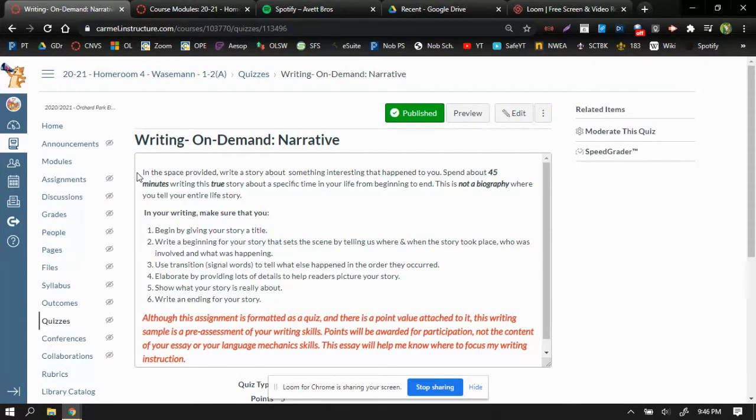So let's take a look at the instructions in this box right here. It says, in the space provided, you'll write a story about something interesting that happened to you. Spend about 45 minutes writing this true story about a specific time in your life from beginning to end. Let me unpack that a little bit. So when I say spend about 45 minutes, that means once you open up the Dropbox and are able to start typing, I want you to spend a little time planning and thinking about what you're going to say and spending a decent amount of time writing and possibly revising parts of your story.